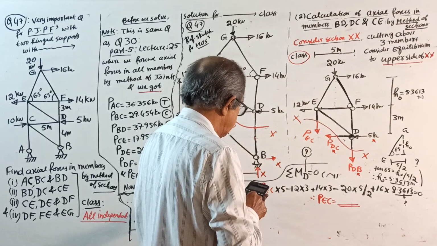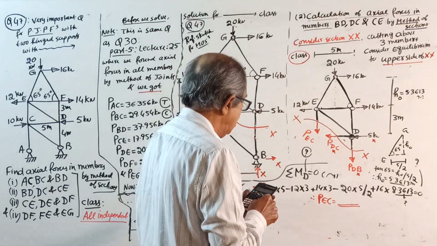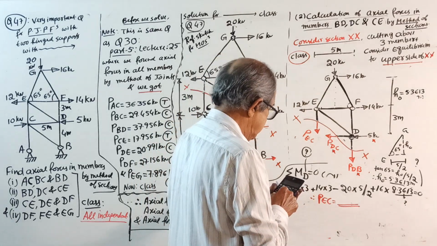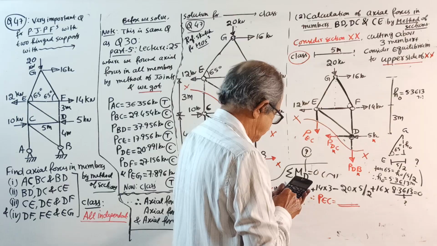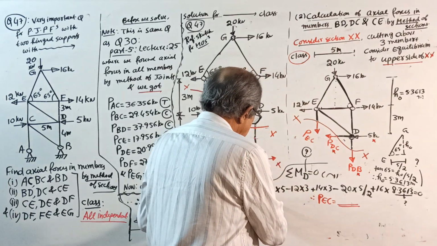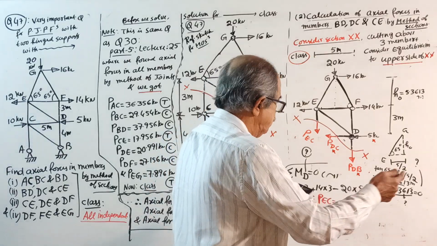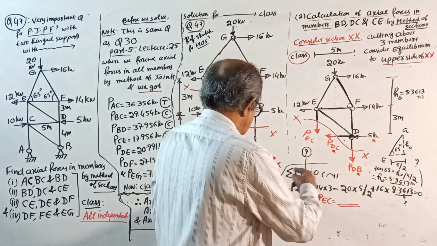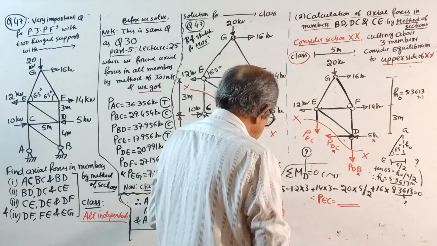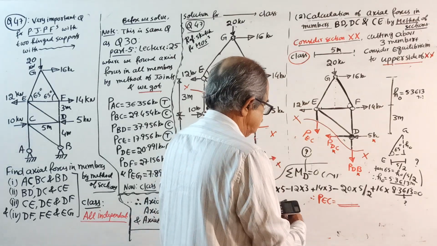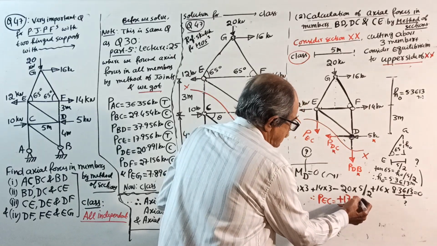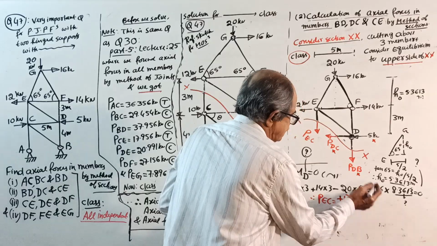Minus 12 into 3 plus 14 into 3 minus 20 into 2.5 plus 16 into 8.3613. That answer is actually positive. Minus PEC into 5, and positive, it will become negative that side. Negative, negative cancels, divided by 5. 17.956 kilonewton is the answer you got.